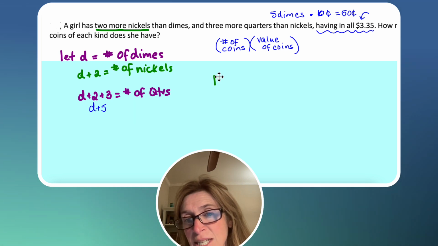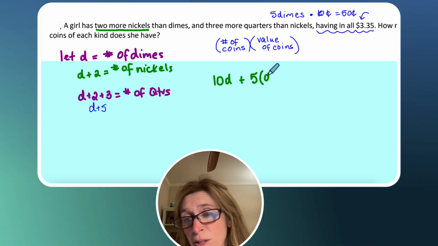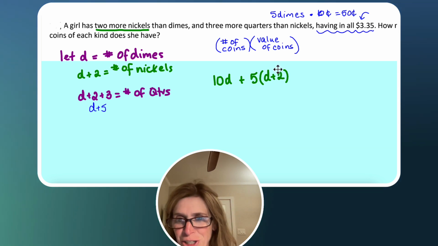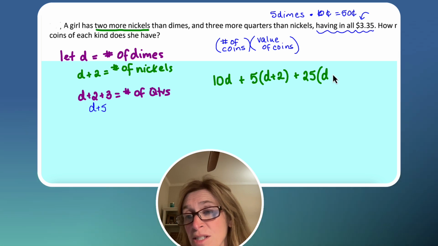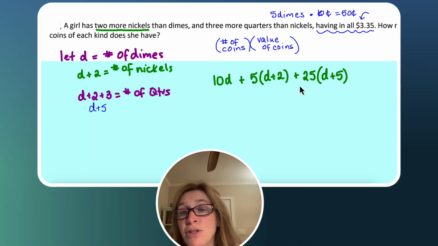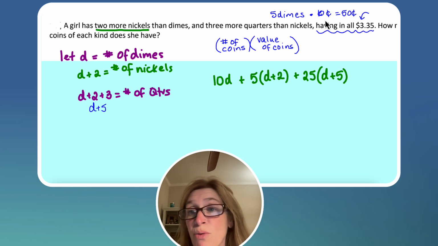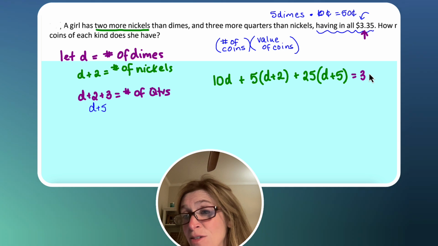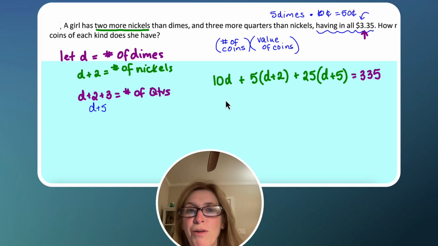So if I decide to write 10D plus nickels are 5 cents, so 5 times (D plus 2), those parentheses are important because D plus 2 is an expression, plus 25 times (D plus 5). Well, I'm using coins without decimals, so it means that I moved the decimal 2 places already. So that $3.35 I'd have to change. I'd have to move it and make it 335. I actually think it's easier without decimals. You have to do what your teacher prefers.